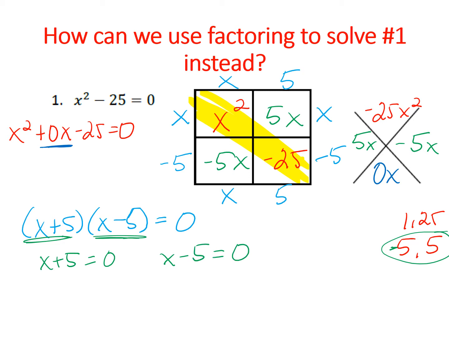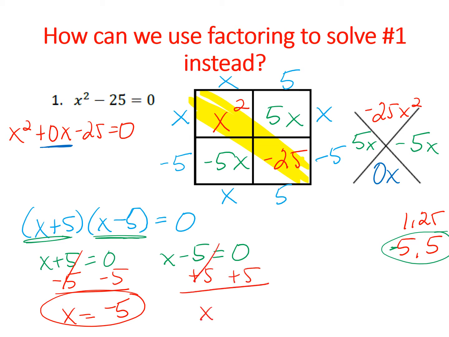And then you solve, and these are very simple to solve. For the first one, we will subtract 5 from both sides, and we get x equals -5. And the one on the right, if we add 5 to both sides, then we get x equals +5. So if you go back and look at your work, notice we came up with the same answers that we did earlier for question number 1.